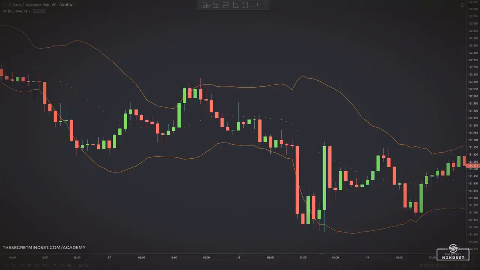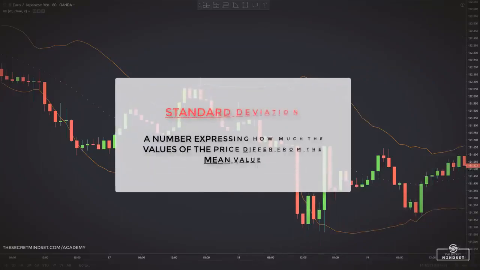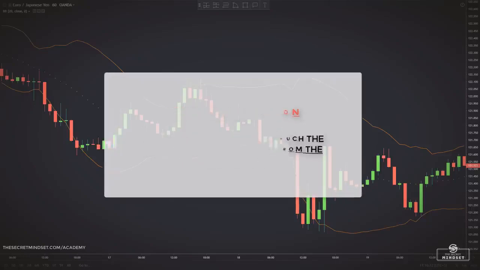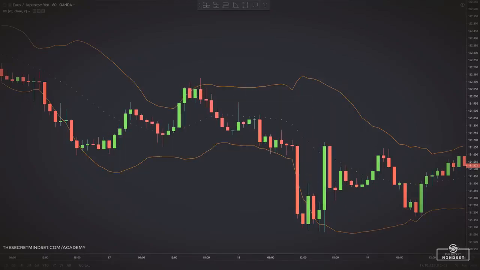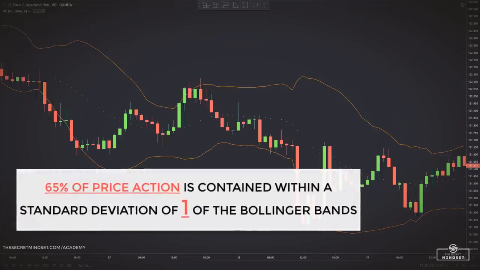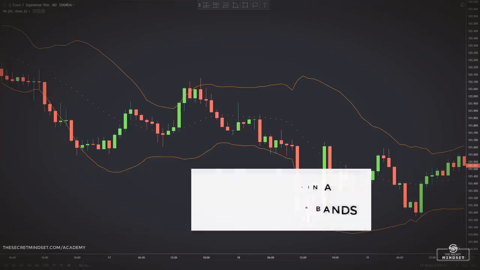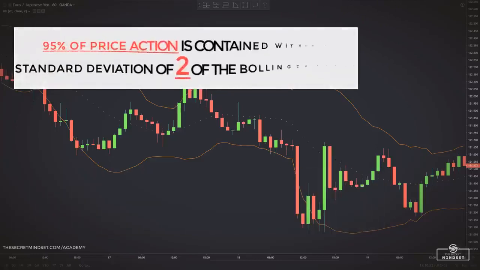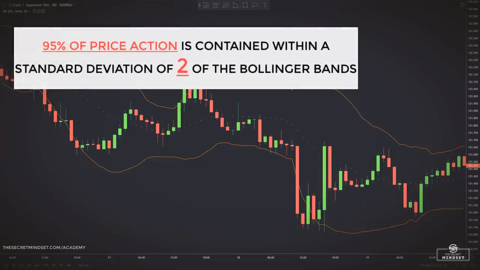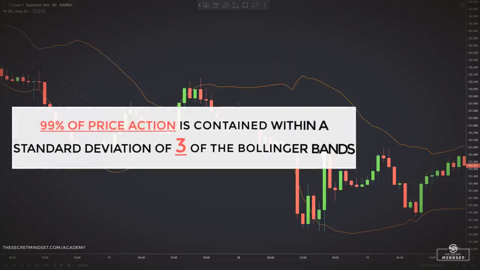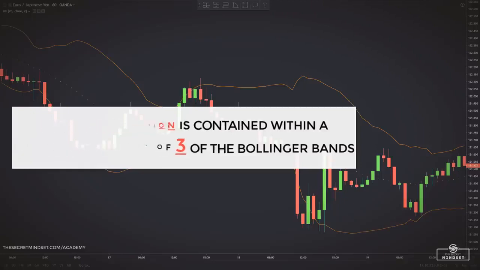Regarding the standard deviation of the Bollinger Bands, what is it? The standard deviation is basically a number expressing how much the values of the price differ from the mean value. Prices will distribute around the simple moving average. Around 65% of price action is contained within a standard deviation of 1 of the Bollinger Bands. Around 95% of price action is contained within a standard deviation of 2, and almost 99% of the price action is contained within a standard deviation of 3.